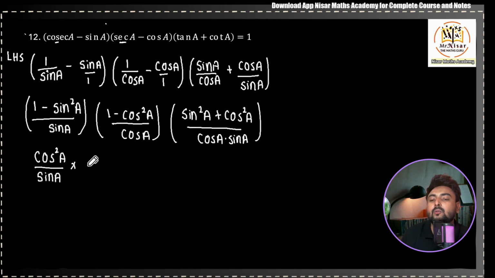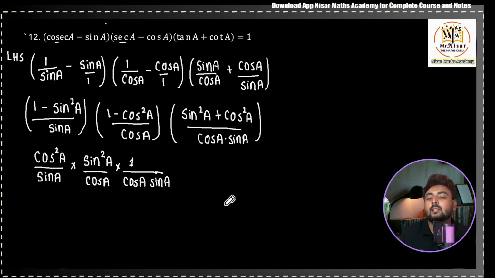1 minus cos square A becomes sin square A, upon cos A, into sin square A plus cos square A, which becomes 1, upon cos A into sin A. Then now let's see what things will get cancelled.